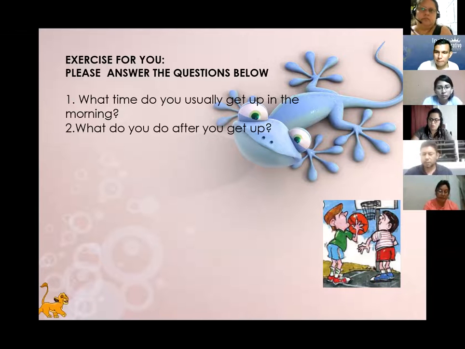I usually get up at 10 p.m. Si ese es el caso. Se levanta a las 10 de la mañana. I get up at 8 o'clock. I get up at 3:30. For example, let me see, Mr. Josue, what time do you usually get up in the morning?